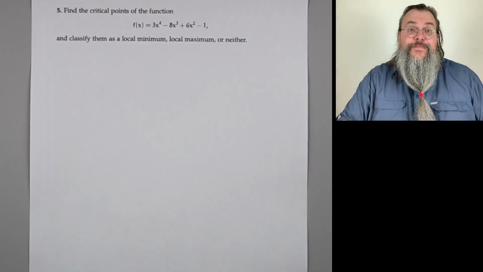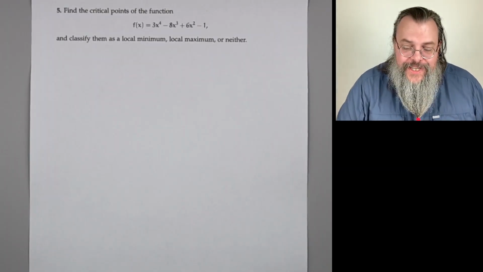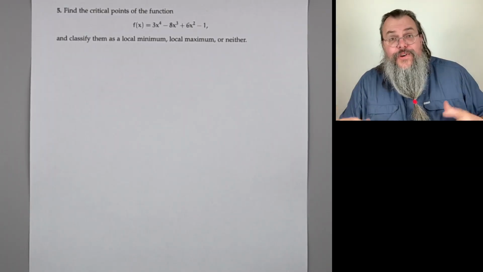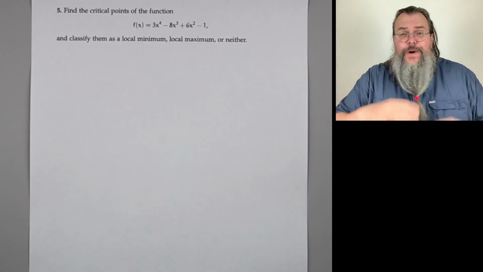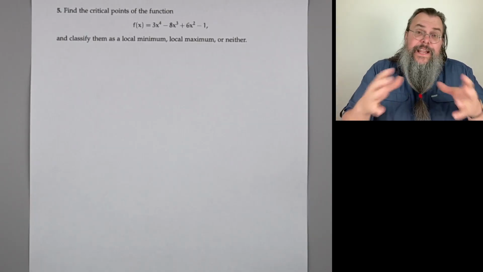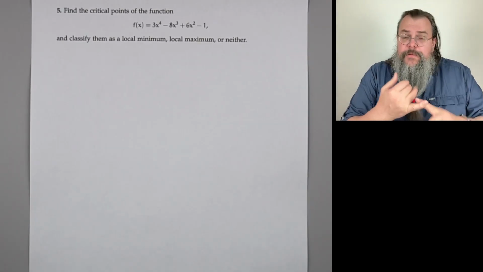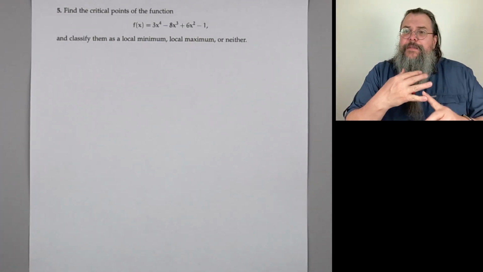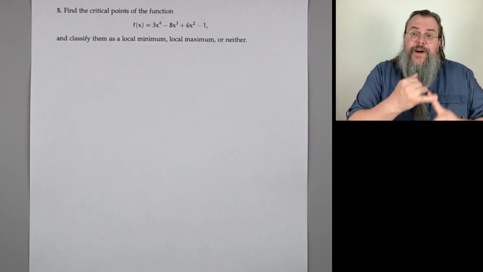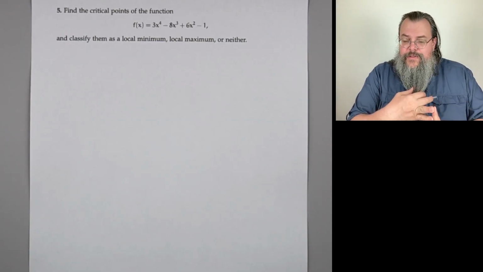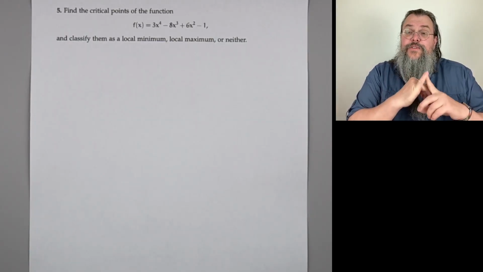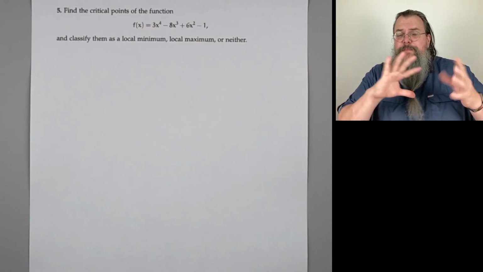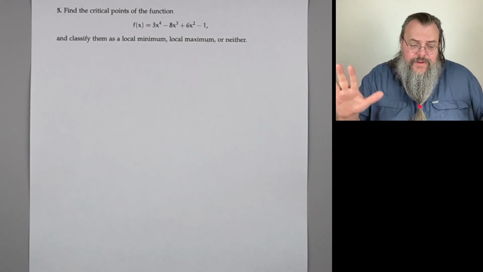Number 5. Find the critical points of the function f of x is 3x to the 4th minus 8x cubed plus 6x squared minus 1, and classify them as local maximum, local minimum, or neither. All right. So this is a find and classify critical points. Now, critical points relate to derivatives, and maybe if there are endpoints, but there's no endpoints here.